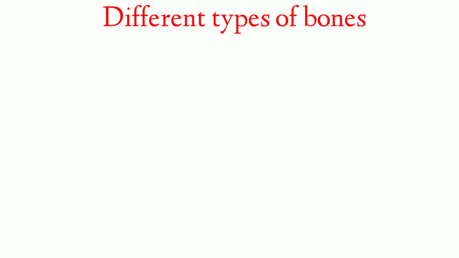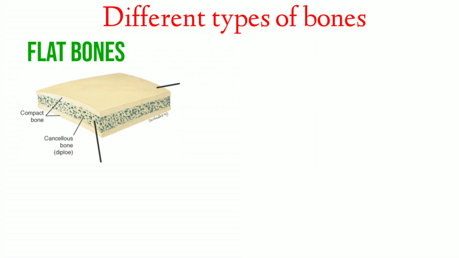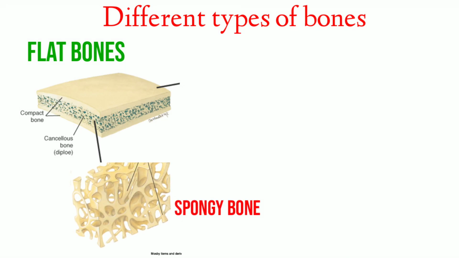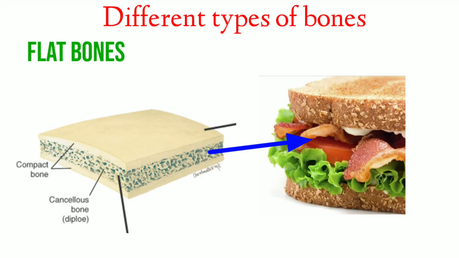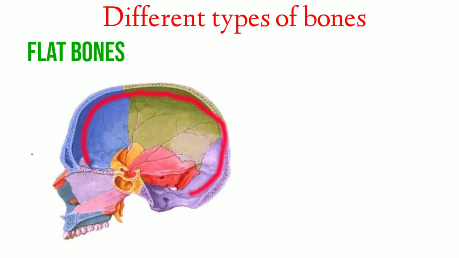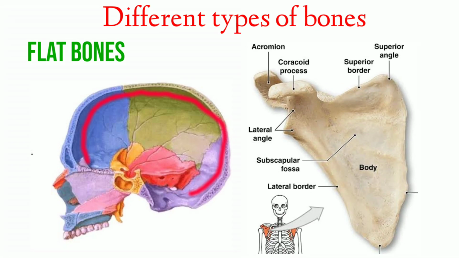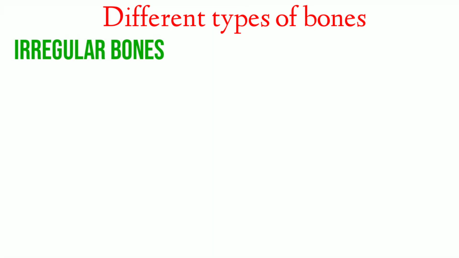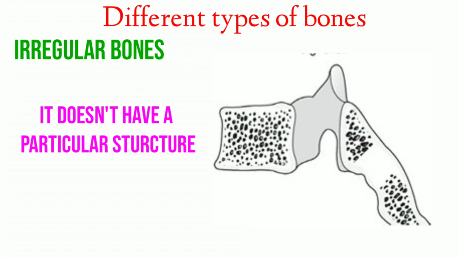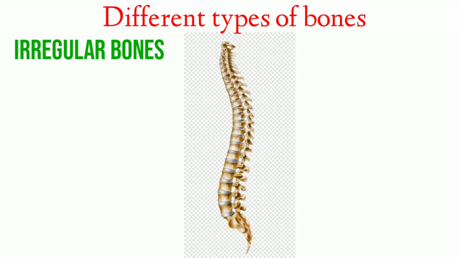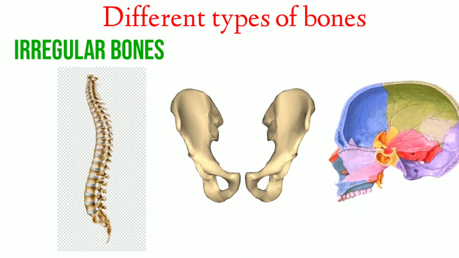Next, flat bones. Flat bones are plate-like structures. The bone is made up of a middle spongy bone with outer and inner layers of compact bone. They resemble a sandwich. The middle content is spongy bone, and the upper and lower bread are compared to compact bone. They are mostly found in the skull bones, and one more example is the scapula. Next, the irregular bones. Irregular bones do not have a particular structure. They are composed of a thin shell of compact bone with an interior made up of spongy or cancellous bone. They are found in the vertebral column, hip bones and skull bones.